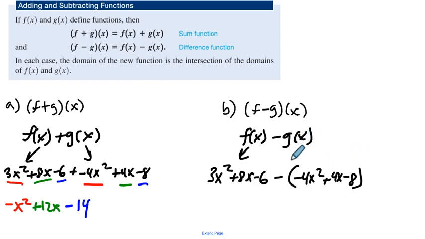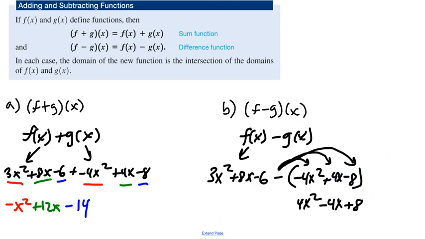Okay, so which means that we first need to distribute this negative sign. You see, we have to distribute that. So now, a negative times a negative is a positive 4x squared. A negative times a positive is a negative 4x, and a negative times a negative is a positive 8.